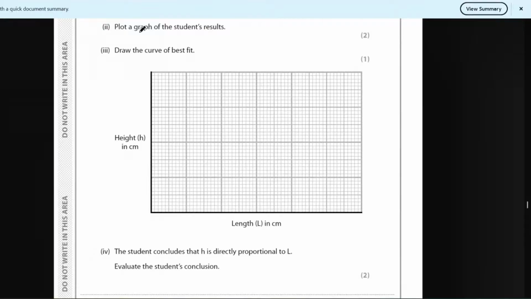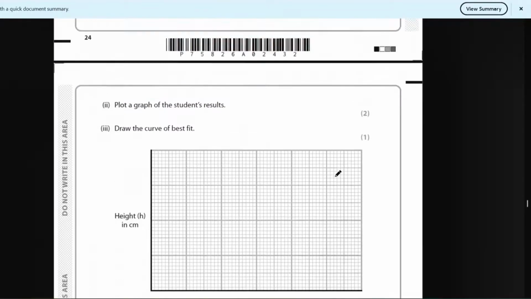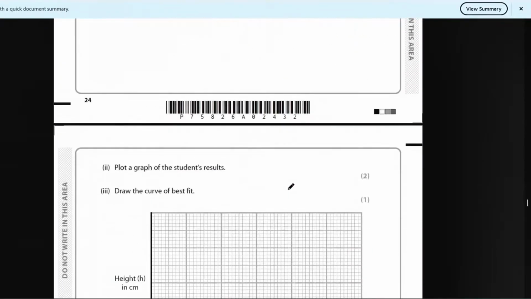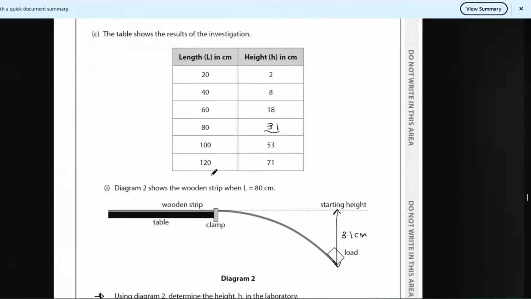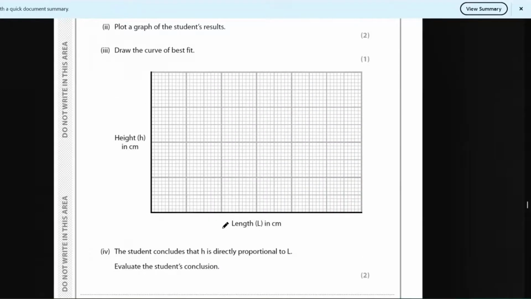Okay, question number 2, plot a graph of the student's results. So using this table, we can put the plots on the graph. But before we put the plots, we need to decide the scale. So our maximum value for L is 120, starts from 20. Let's see. For L, we can set this point to be 0. This could be 20, 40, 60, 80, 100, and 120. Whenever we draw graphs in the exam, we need to make sure we use more than 50% of the area that is given to us.